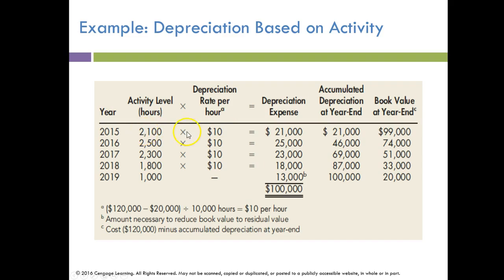over activity hours. So we anticipate that we've got 10,000 hours for this item's useful life. If we subtract out our salvage value to get our depreciable base, $100,000 divided by 10,000 hours, we're going to depreciate this at a rate of $10 per hour. And then we look at our actual activity level for each year, multiply that by $10 an hour, and that's how we get our depreciation expense for each year. And again, making sure that we don't go below our salvage value.